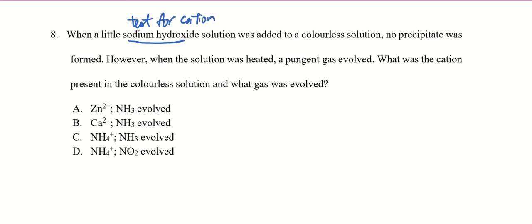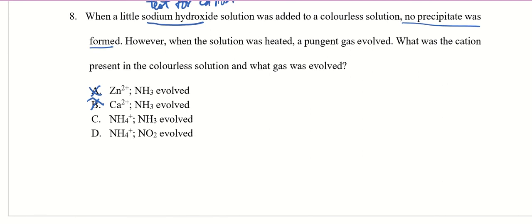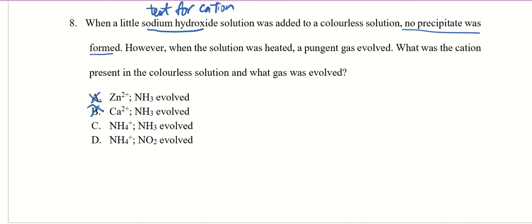Okay, we get no precipitate with the sodium hydroxide, which means it cannot be zinc, because with zinc we would get a white precipitate. It also cannot be calcium, because we would also get a white precipitate. So we have eliminated A and B. Now, let's take a look at the second part.